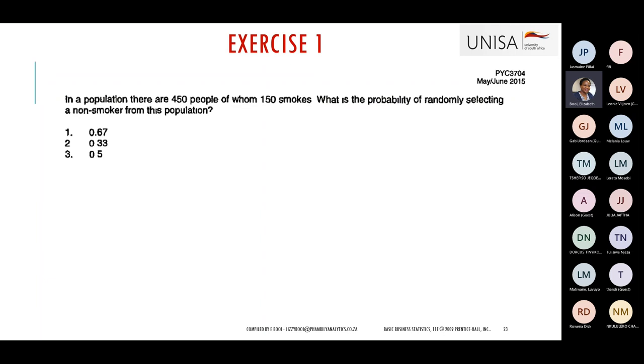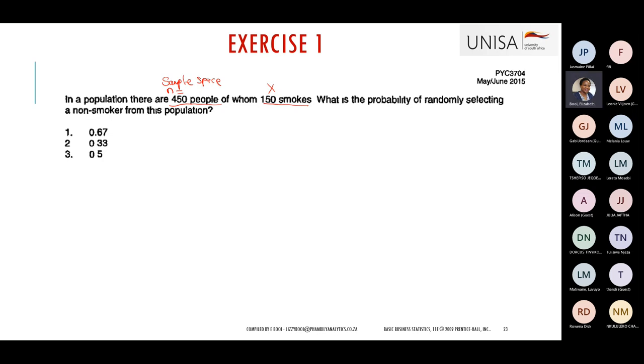What have they given us in the question? They told us that the total, which is our sample space, which is our N, is 450. They also told us that we have the event smoker from those 450. So our event smoker, which will be our X for smokers, is that.